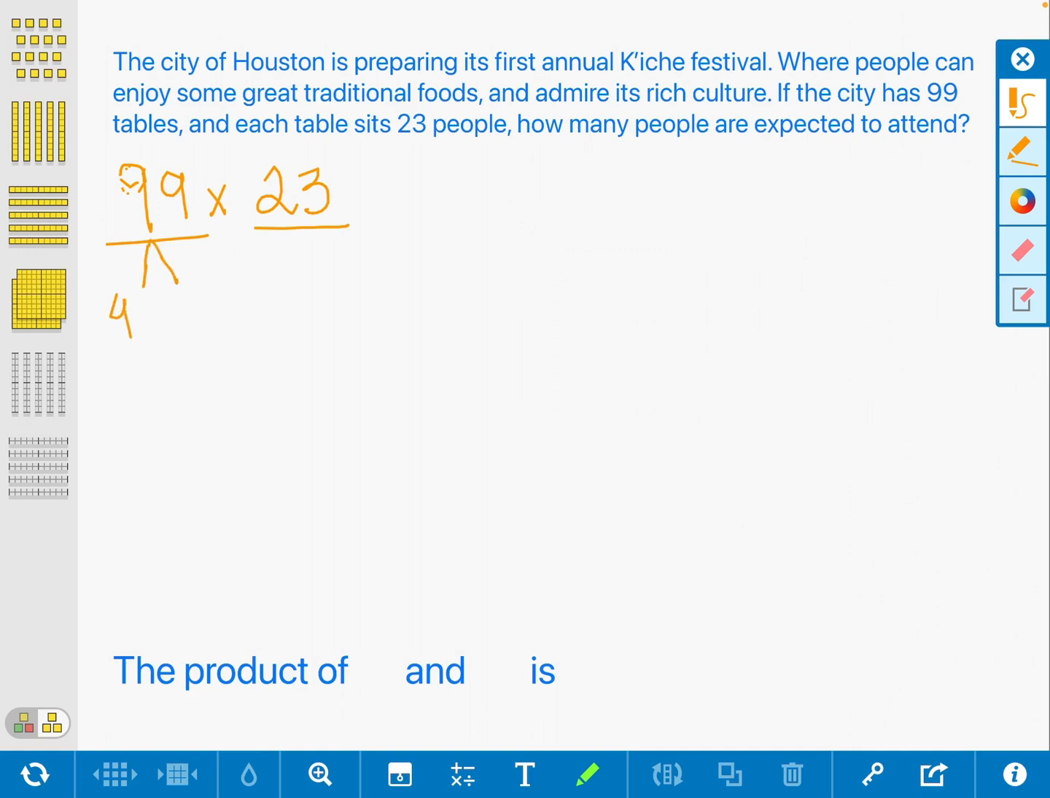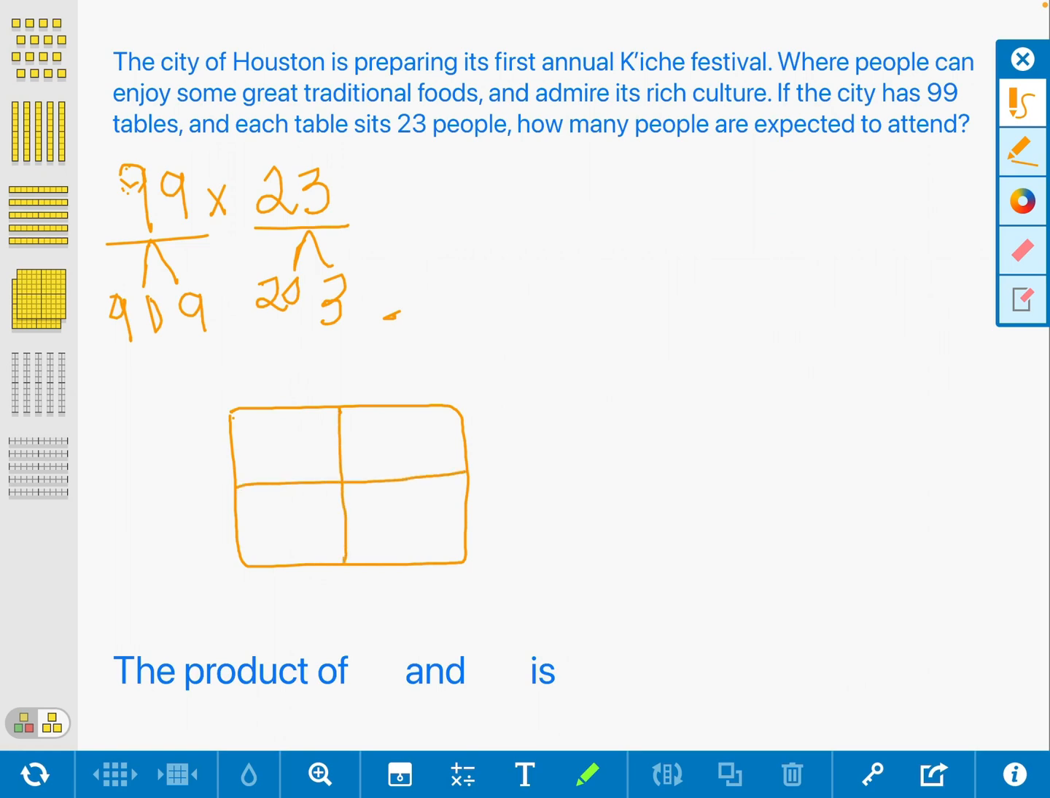So if we break down 99, it goes into 90 and 9. And when we break down 23, it becomes 20 and 3. Now that we have our partial products, we can build a square, and the square is going to be divided into 4 parts. On each side of the square, we're going to write the partial products.